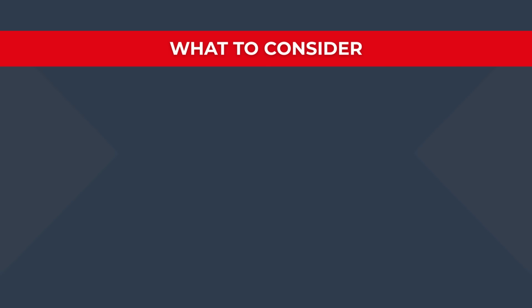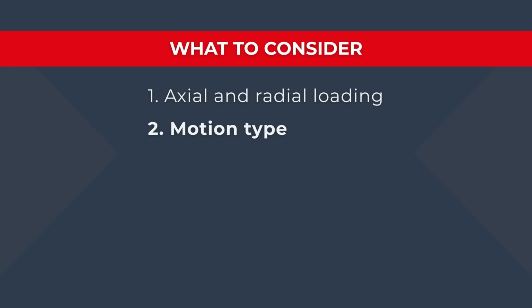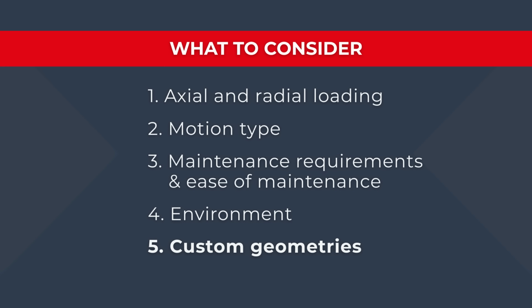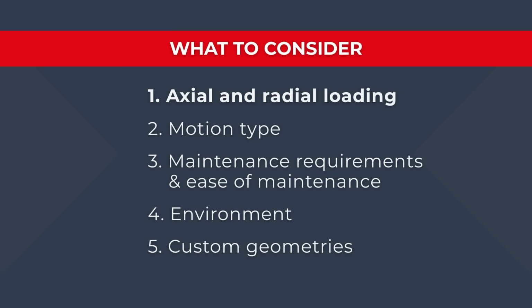When selecting a rod end, we should consider these 5 points: axial and radial loading, motion type, static, rotational, or swiveling, and the speed, maintenance requirements and ease of maintenance, environment, and custom geometries. Let's start with axial and radial loading.